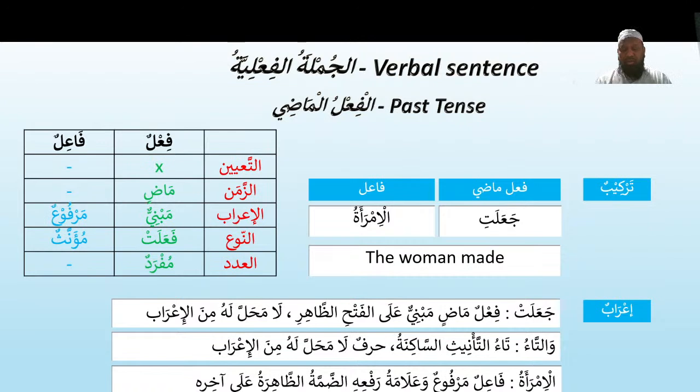For mabni, we don't use ala akhirih. It is default, isn't it? Mabni is at the end. Ala akhirih means on the last letter. So because it's already understood, it has to be at the end. For mabni, we don't say it. Okay. For mu'rab, yes, we do say ala akhirih. For mabni, no, just al-zahir, because apparent.